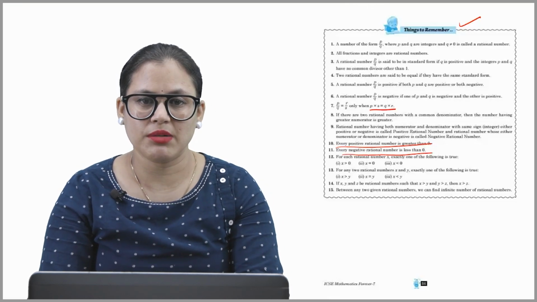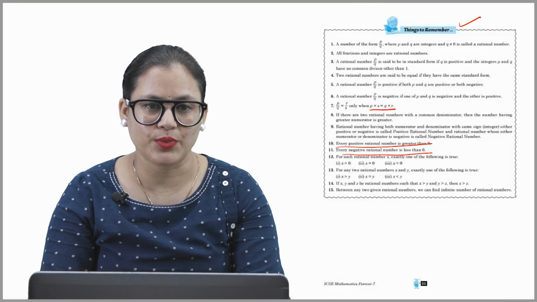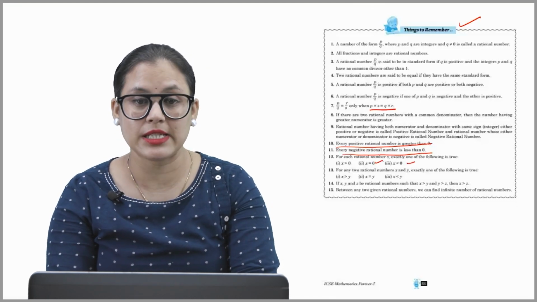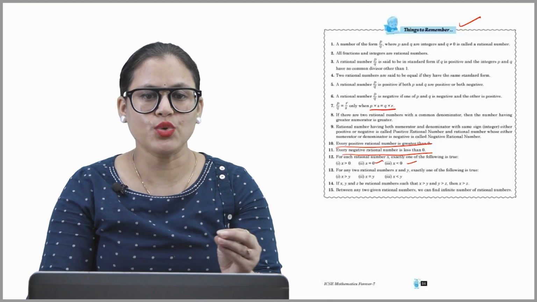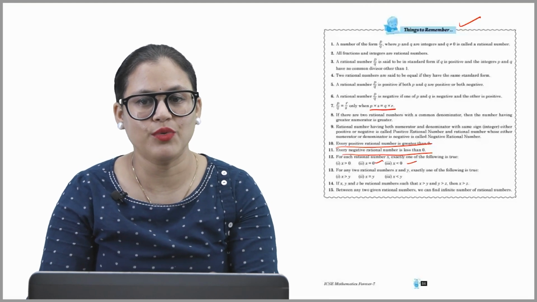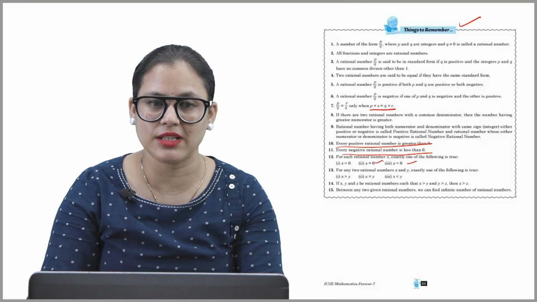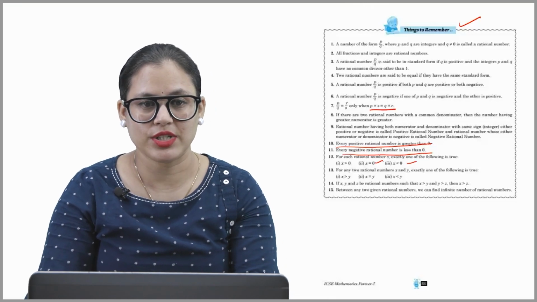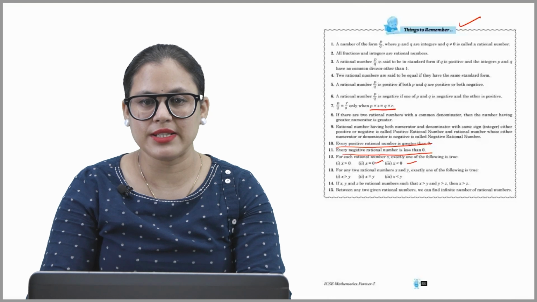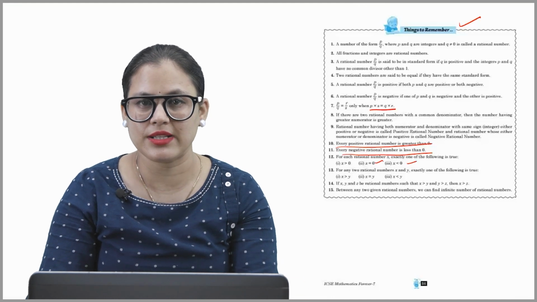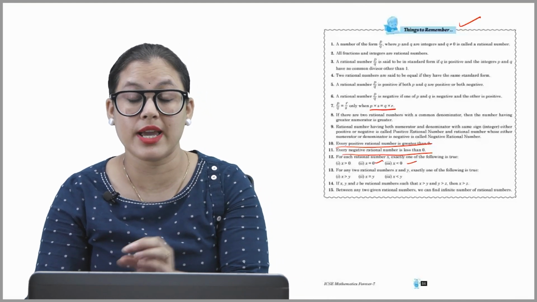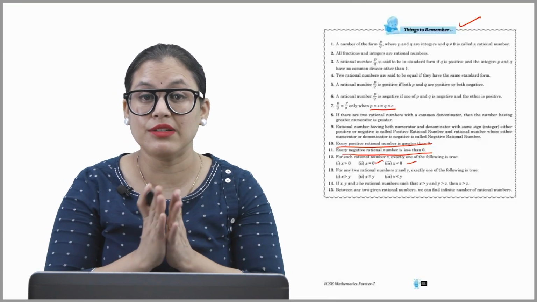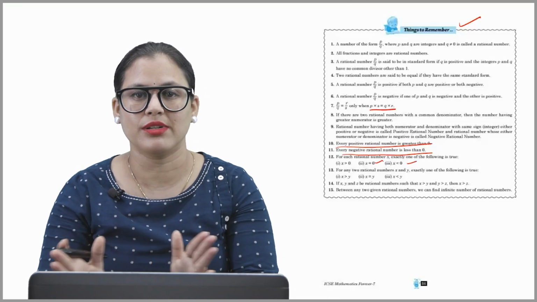12, for each rational number x, exactly one of the following is true. Number 1, x is greater than 0, x is equal to 0, or x is less than 0. 13, for any two rational numbers x and y, exactly one of the following is true. 1, x is greater than y, 2, x is equal to y, and 3, x is less than y. 14, if x, y and z are rational numbers such that x is greater than y and y is greater than z, then x is greater than z. 15, between any two given rational numbers we can find an infinite number of rational numbers.